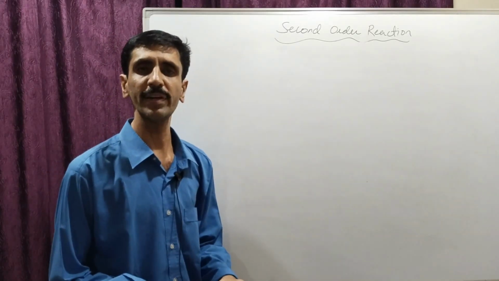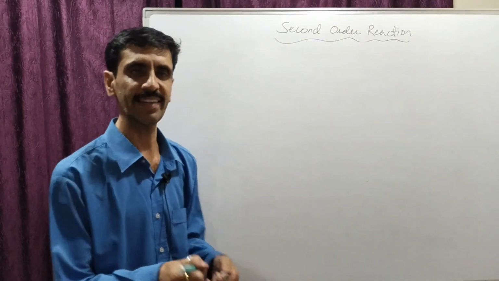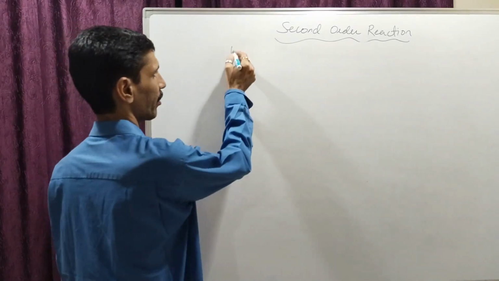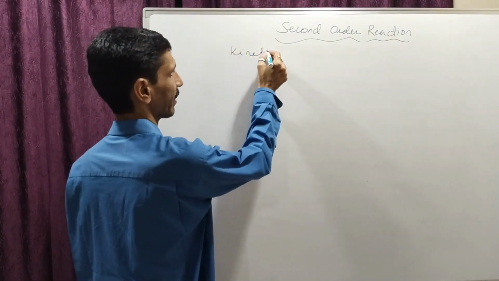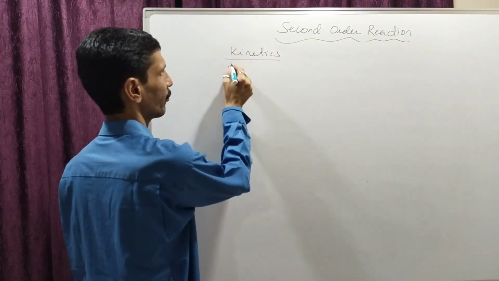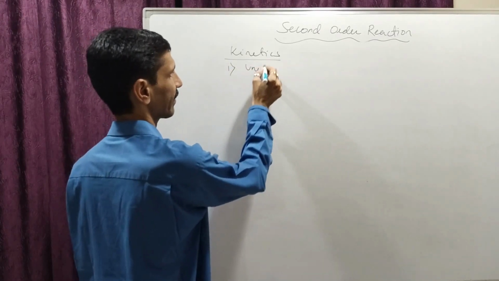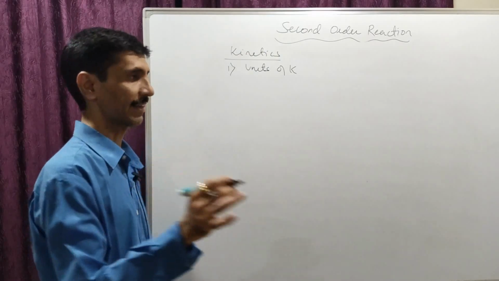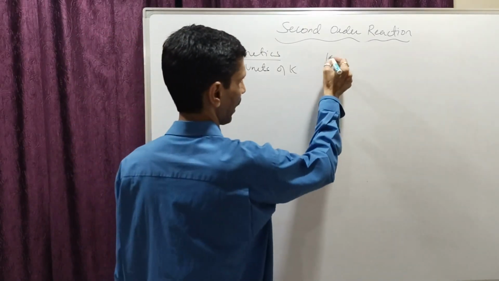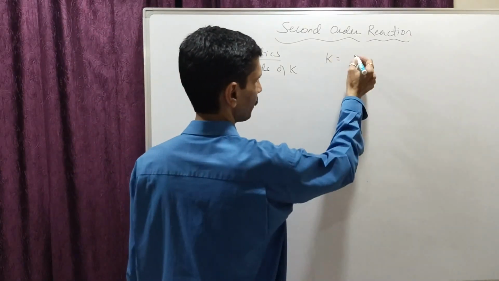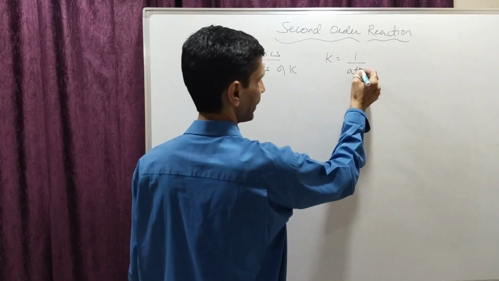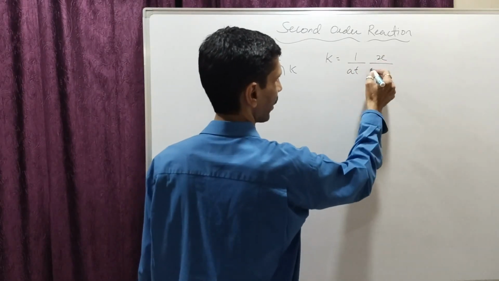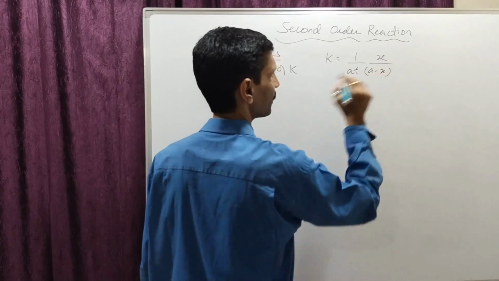Now my dear friends, we move into the kinetics of the second order reaction. Now when you talk about kinetics, it involves three parts. So we start with the first part, and that is the units of K. Now for that, I'll once again write down the expression for K, and that is K is equal to 1 upon AT into X upon A minus X.